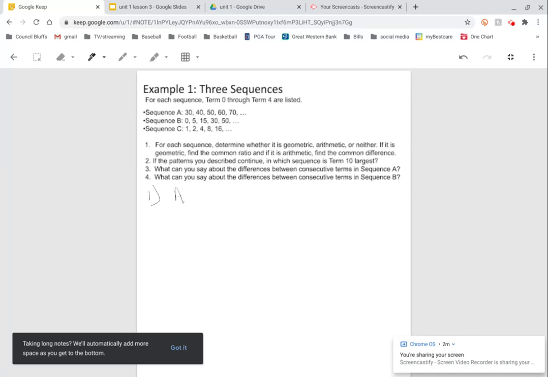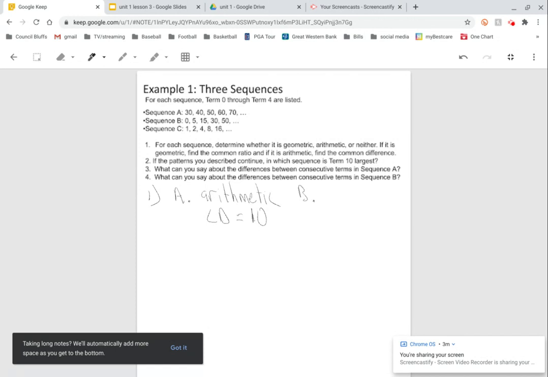So let's start with sequence A. Sequence A: 30, 40, 50, 60, 70. So it appears that we're adding 10 every time. We're adding, so A is an arithmetic sequence. If it is arithmetic, find the common difference. I'm going to abbreviate that CD for common difference. Our pattern, again, is to add 10 each time, so our common difference is simply 10.